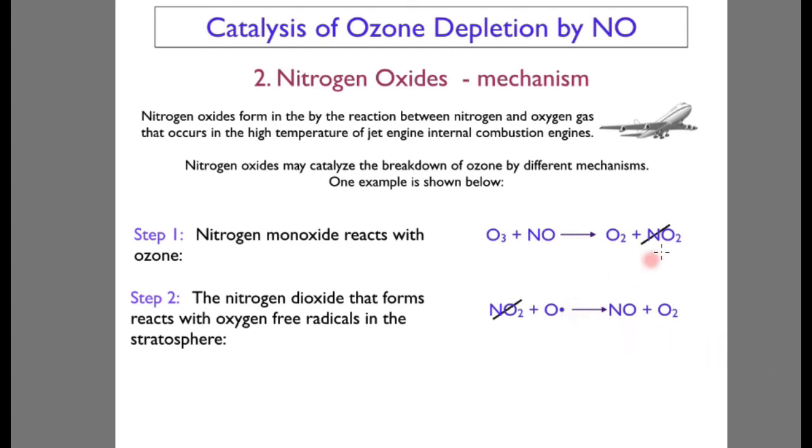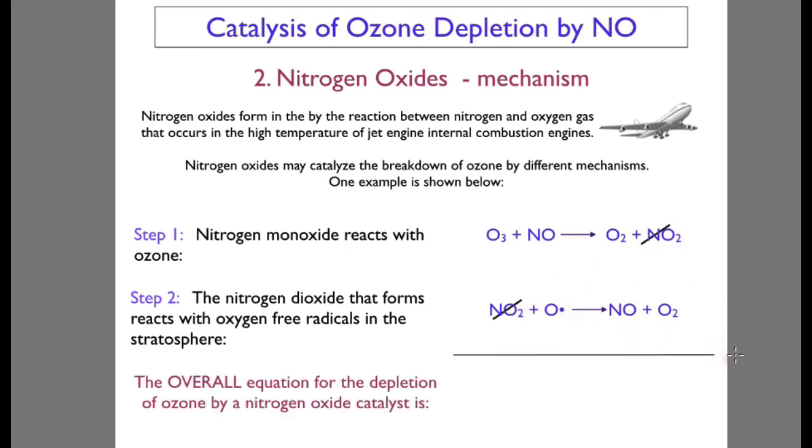If we cancel those nitrogen dioxides out, you can see the overall equation for the depletion of ozone by a nitrogen oxide catalyst is as follows. You've got the ozone and you've got the oxygen free radical giving 2 oxygen molecules in the presence of this nitrogen monoxide, which is acting as a catalyst.